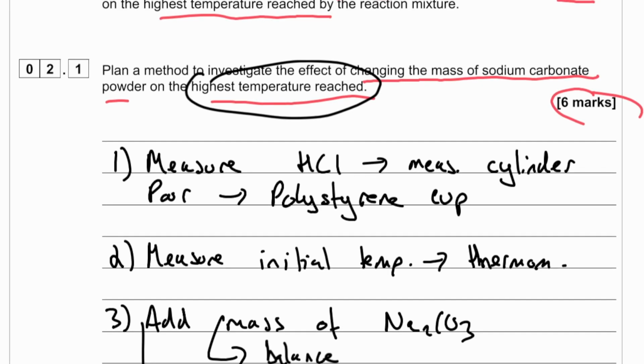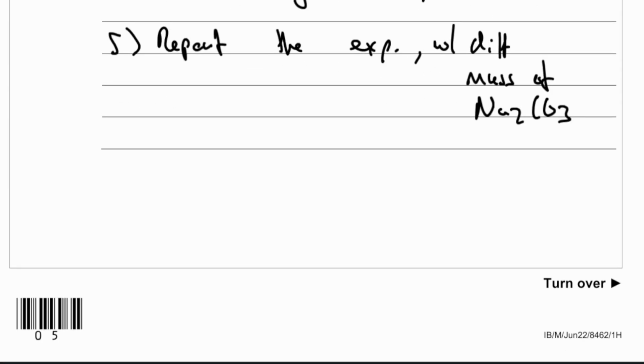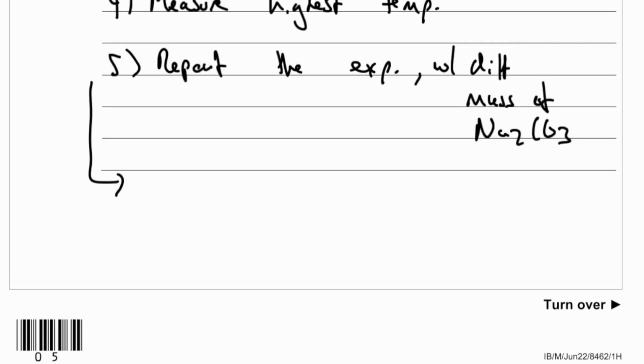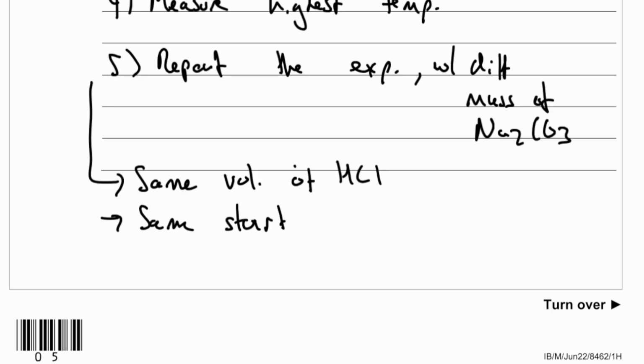You might also want to add the fact that you're going to keep certain things the same. So for example here, yes, we're going to repeat the experiment with a different mass of sodium carbonate, but we're going to keep the same volume of hydrochloric acid, which we measured at the beginning, and we're going to keep the same starting temperature as much as we can. So it should be around room temperature. We don't want to start with something really hot or anything like that. And we could also mention that the concentration of hydrochloric acid is also going to be the same. So you could put here concentration as well.